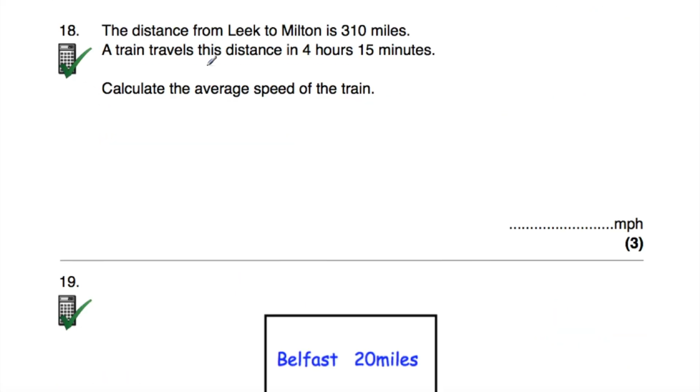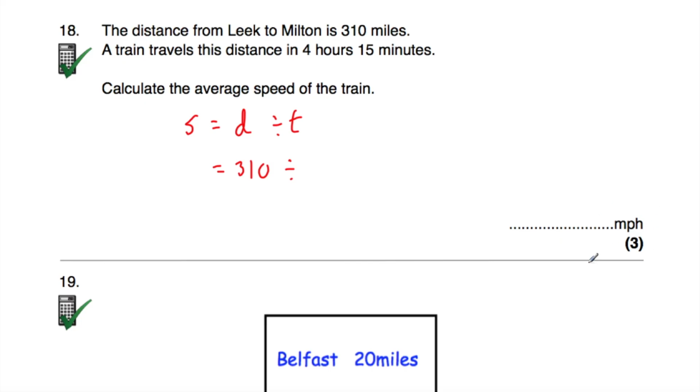So question number 18 says, the distance from Leek to Milton is 310 miles, and a train travels this distance in 4 hours and 15 minutes, and we've been asked to calculate the average speed of the train. So to work out the speed of the train, we're going to do the distance divided by the time. So speed is equal to distance divided by time. So the distance the train travels is 310 miles. And then we're going to divide that by the time.